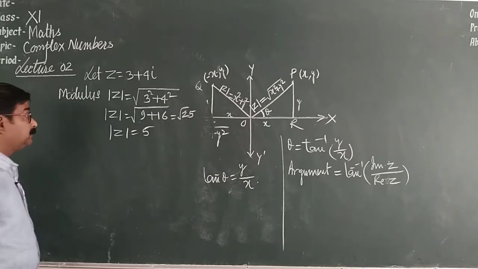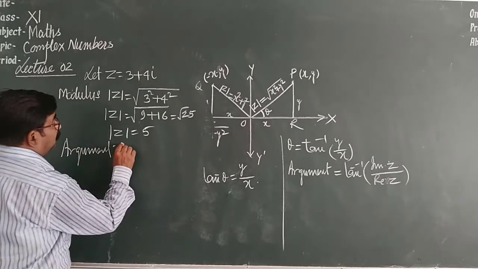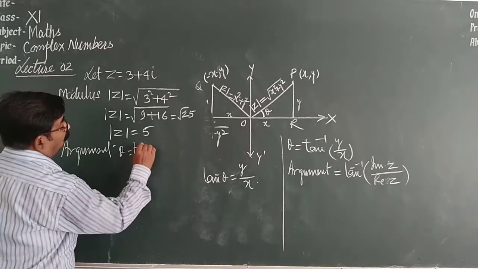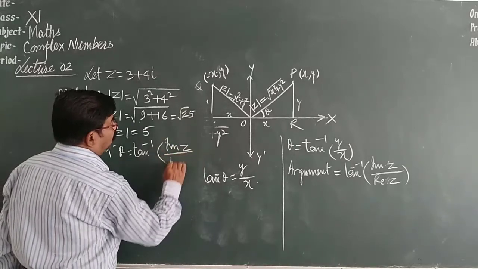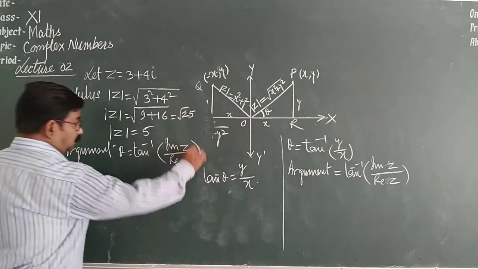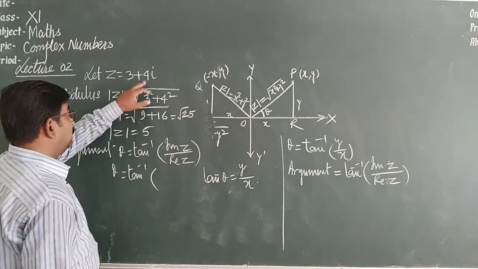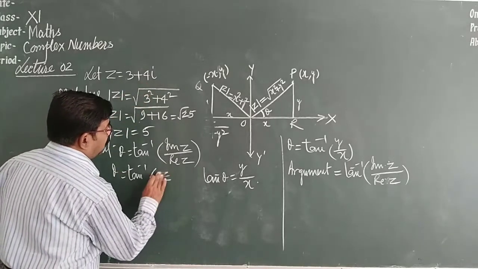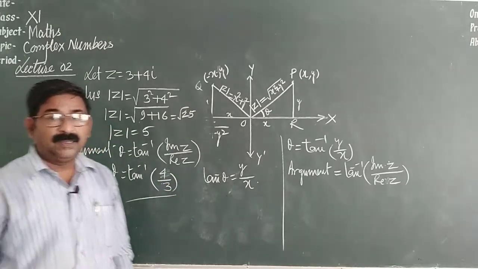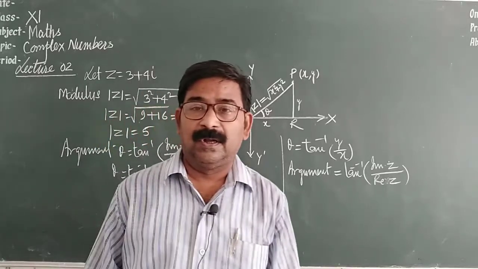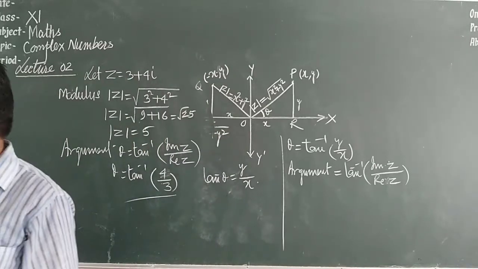Now what is the angle? Argument theta is equal to tan inverse imaginary z upon real z. So theta is equal to tan inverse, imaginary z is 4 by 3. So this is how we can find the argument and the modulus. Argument and modulus can be found in this way.